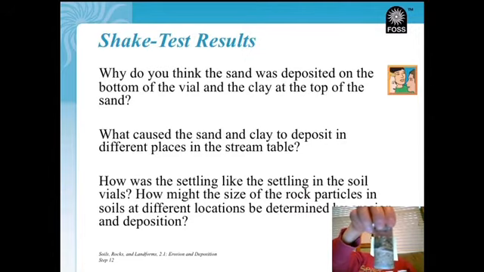Now, if you can find that page where you wrote these down and you want to make some changes, go ahead. If you want to keep them the same, you can as well. So there's bigger pieces in this one. So think about what happens to the size of pieces as they move farther away from their parent rock. Where would you find bigger pieces?